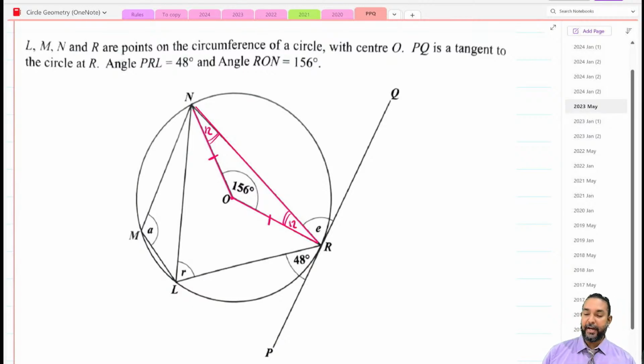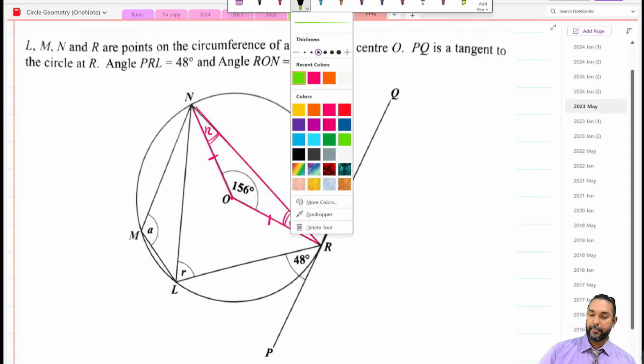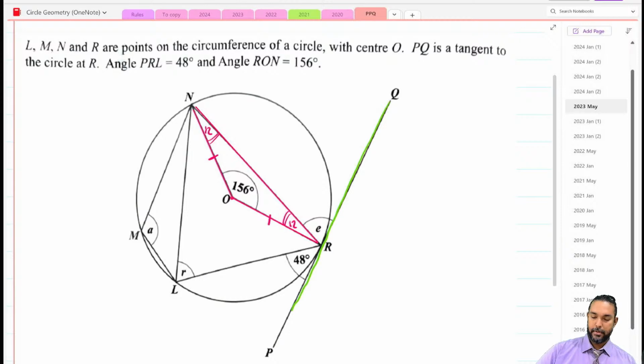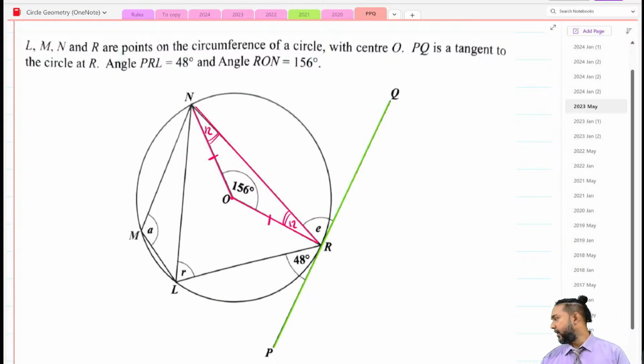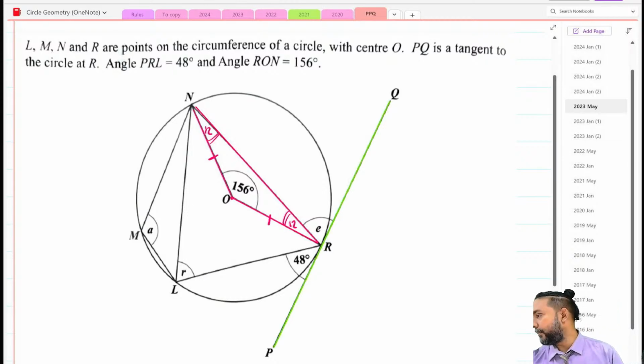Now, we have the next. PQ is a tangent. Let me put PQ in green. Can you see that green? Yeah, cool.